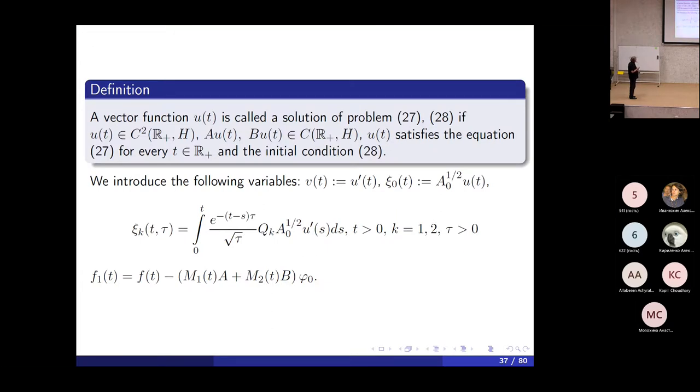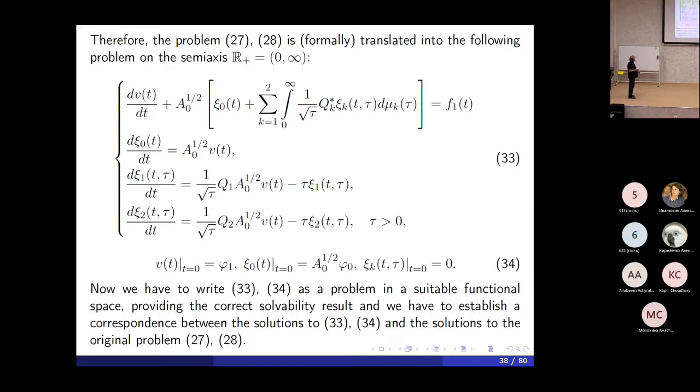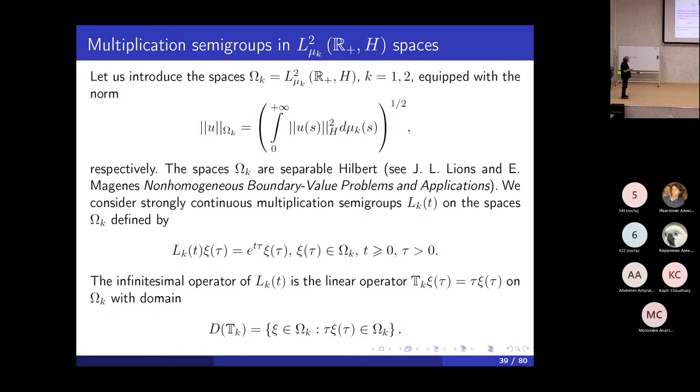Let us introduce the following functions, C, K, T, tau, and function phi. We now consider not strong and not generalized solutions, but classical solutions, that is, a smooth function that satisfies the equation for every t. Formally, problems 27 and 28 may be rewritten as a system. You see this system, not pleasant enough, but it plays quite an important role.